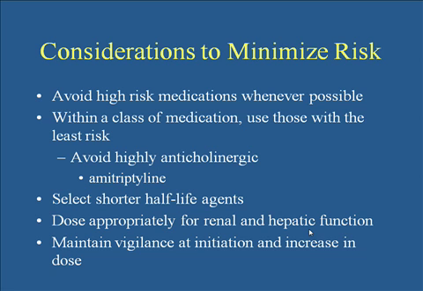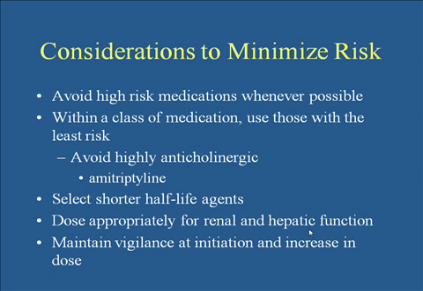Within a high-risk medication class, we want to pick those with the least risk. So if we have, say, an antidepressant choice to make, and maybe it's a tricyclic that we need to use for one reason or another, we would want to avoid those that are highly anticholinergic. So in the tricyclic class, for example, if we have to pick, we want to avoid amitriptyline and possibly use something a little bit less anticholinergic, such as nortriptyline.